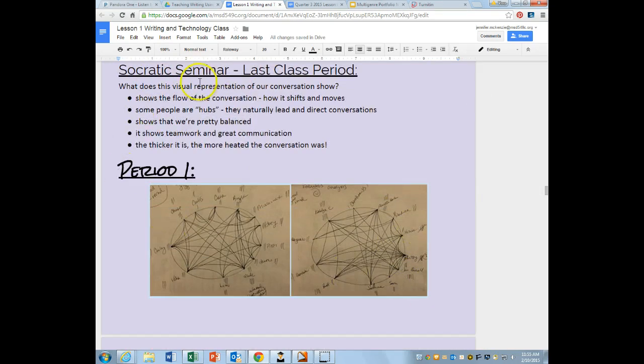Here's a slide that shows how, with my freshmen, we analyze one conversation to the next so that we're continually getting better at our seminars, more collegial with our seminars, more balanced with our discussions, etc.